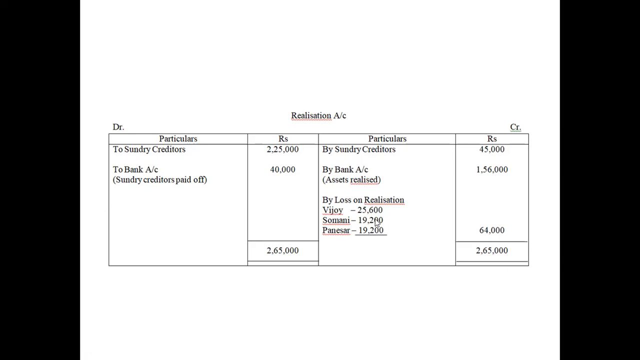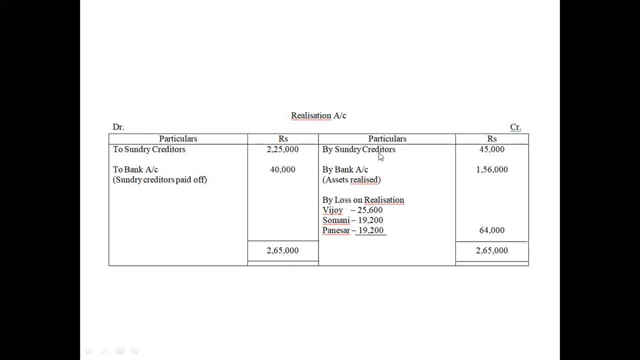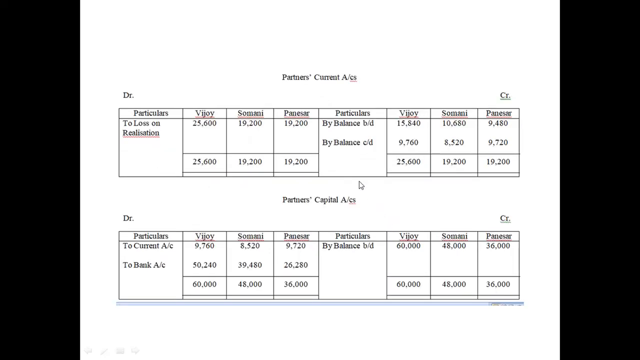Okay, so once we have this loss, now we can prepare the partners' capital account. So till now we have prepared the partners' current account. Okay, so this is your final partners' current account. This particular loss will also be transferred to your partners' current account, because we don't have to adjust all the items in our partners' capital account. Okay, so it is our final solution. Instead of making this partners' current account, we could do all the items here also.